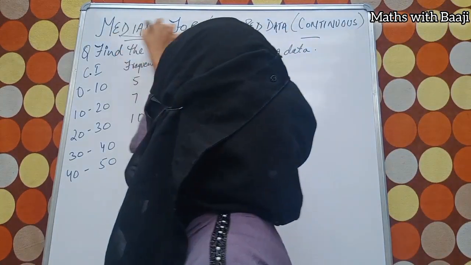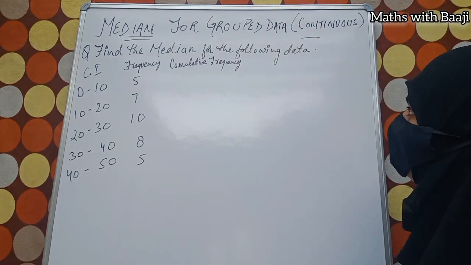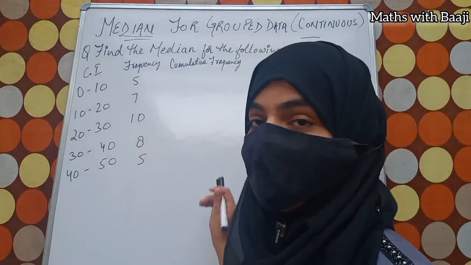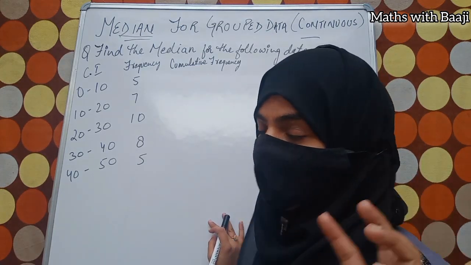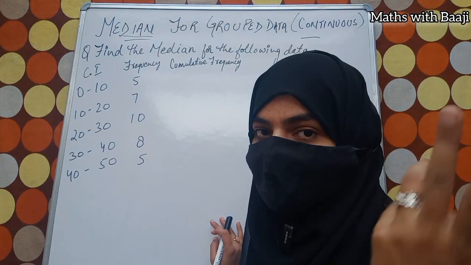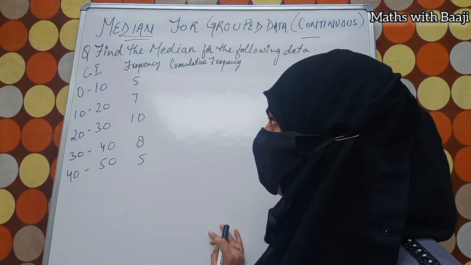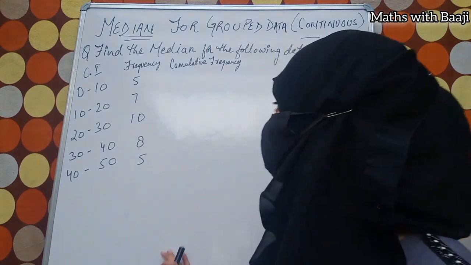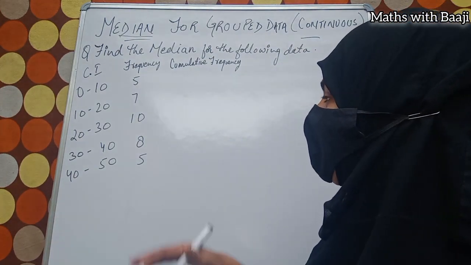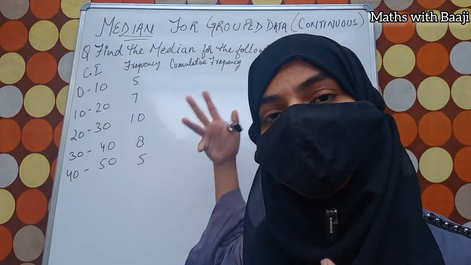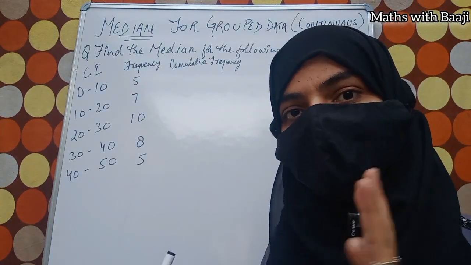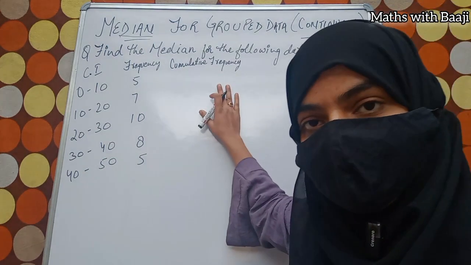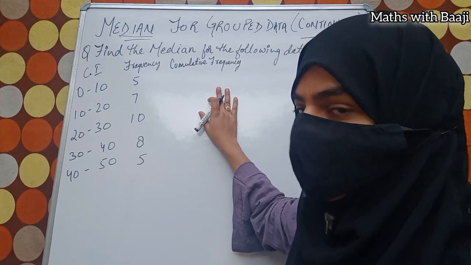So keep on watching. Now we have this particular question based on median for group data. Let's see what the question says. Find the median for the following data. Class intervals are given. Of course, they are continuous because we are discussing the continuous topic right now, and we have one frequency given over here. First of all, we will need cumulative frequency when we do the graph work. So we will be calculating the table part, and the graph part I'll also be showing you.